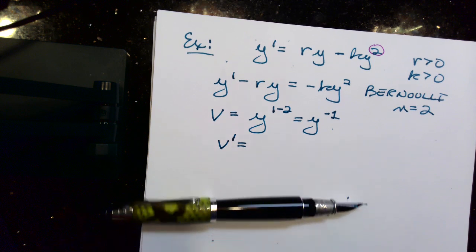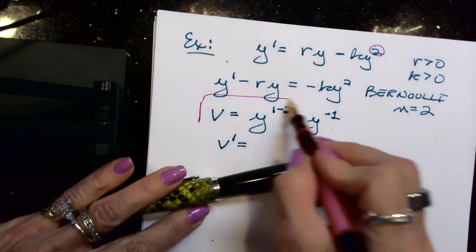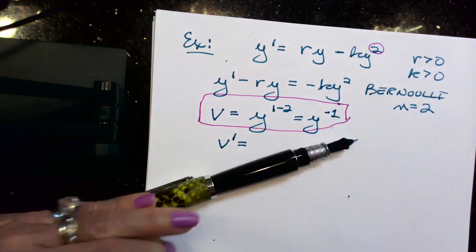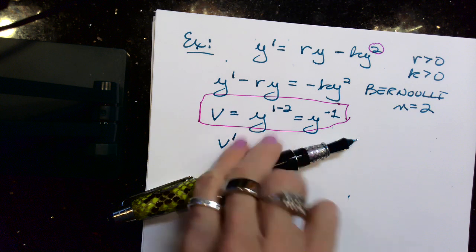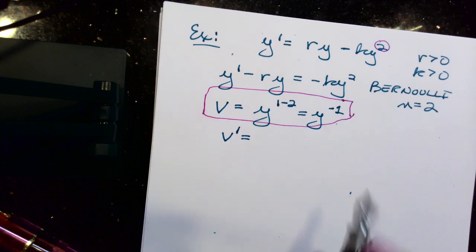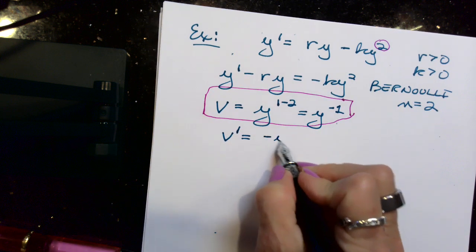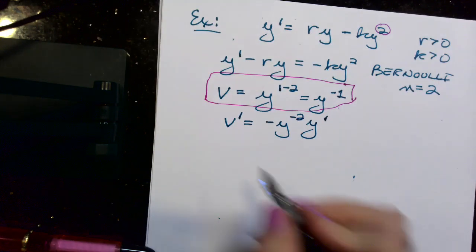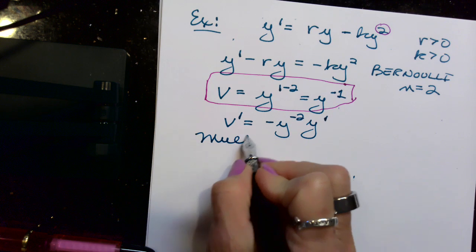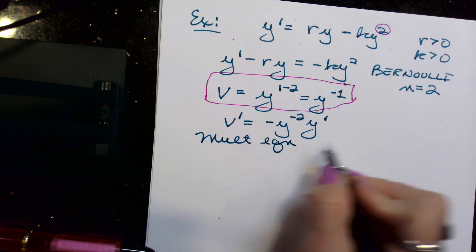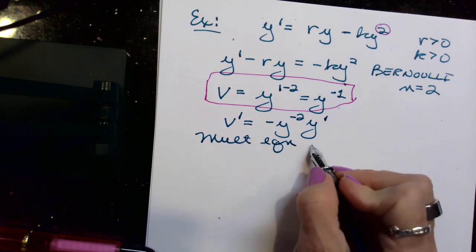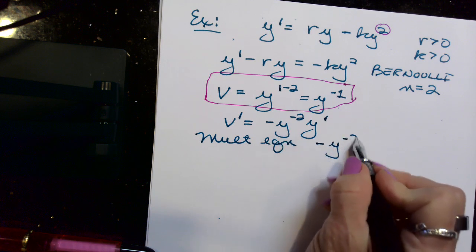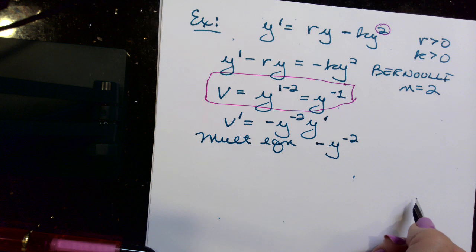Now we start using that trick. This is the main part of the trick. Now we just start calculating and realize we should get to a linear equation that we can solve. When I differentiate this, I get minus y to the minus 2 times y prime. So now I multiply the equation by minus y to the minus 2. I'll put the constant with it.